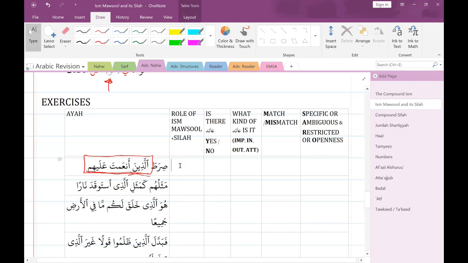What role? مضاف إليه. Yes, مضاف إليه. So you have صراط is light no al. So this is going to be a مضاف إليه. We said it can be a مضاف إليه, it cannot be a مضاف. So in this case, it's مضاف إليه to صراط الذين. So you can see how long the مضاف إليه can be sometimes if it's a Silatul Mawsool. Is there a عائد? Yes or no? What do you guys think?